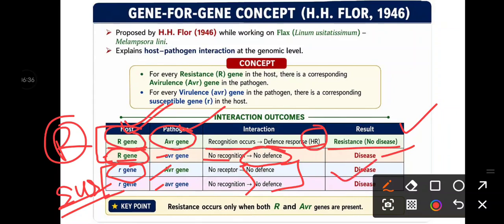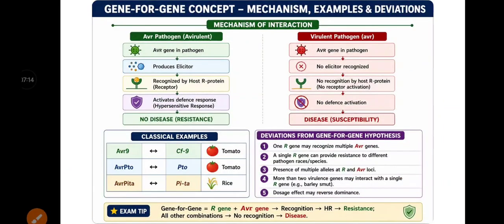So disease resistance will develop only when a resistance gene is there in the host, and an avirulent gene must be there in the pathogen. During the interaction of the R gene and the avirulent gene, the recognition will ultimately trigger the defense response and the plant will show resistance. In the rest three cases, disease will develop. Okay. So this is the basic concept.